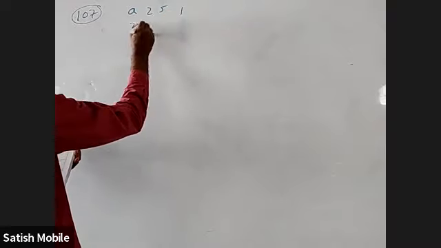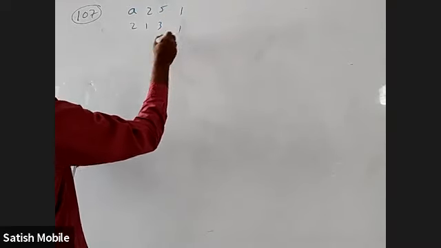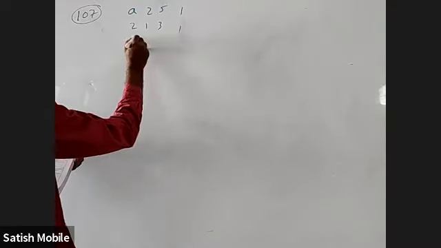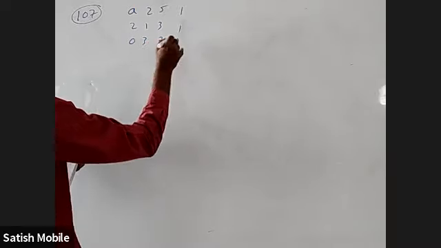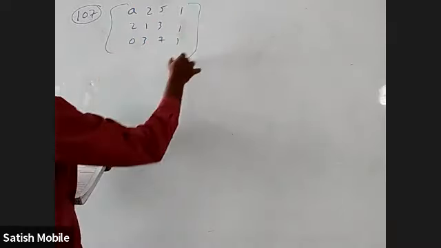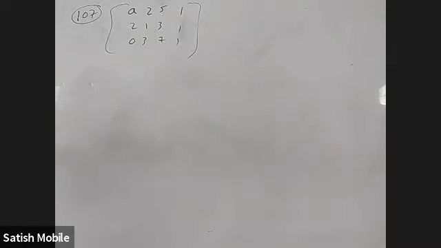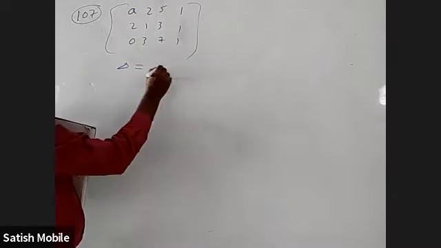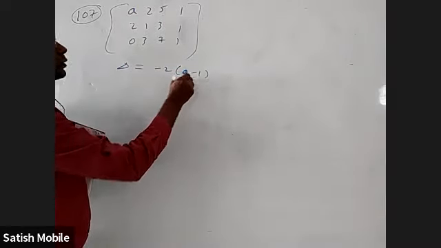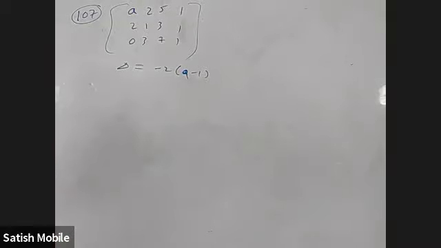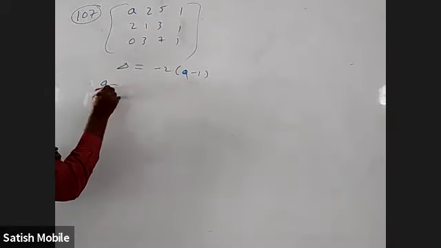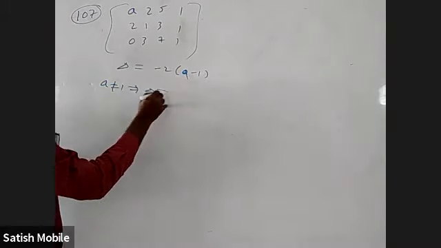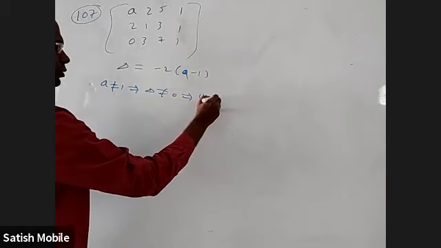A251, 2131, 0, X is missing, so 0371. So in 107, this is a 3 by 4 matrix. I have to find the determinant. Minus into A minus 1. Okay. So A not equal to 1, delta not equal to 0, unique solution.